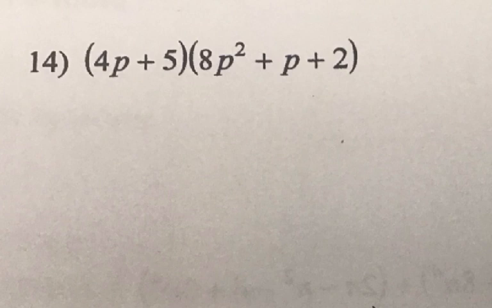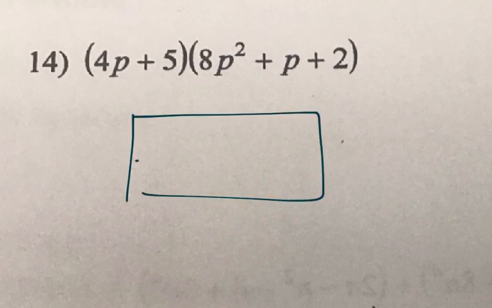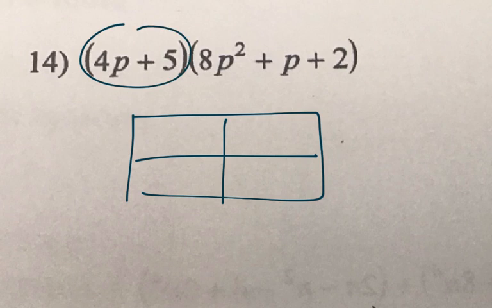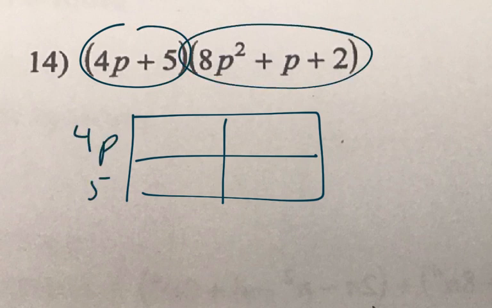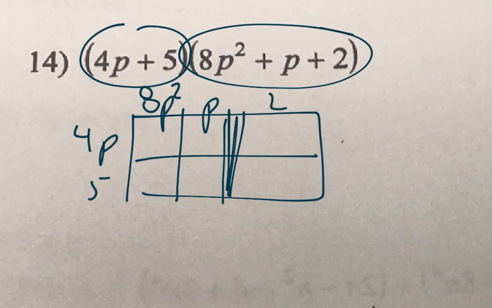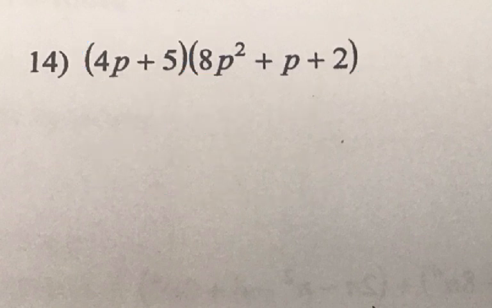Now, again, we could set up with a box like so. See, I could take this 4p plus 5 down the side. Of course, this needs actually 3 terms. So I need a slot for 8p squared, p, and a 2. Now, you don't have to do it that way, though. Okay, you don't have to do it that way. Instead, again, I prefer just using my arrows here.